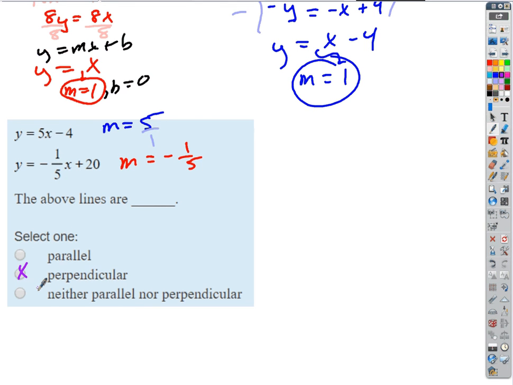Okay? So on your new e-ticket, just do problems, what are they? The box ones, 11 and 12. 11 and 12, I'm gonna make the rounds.